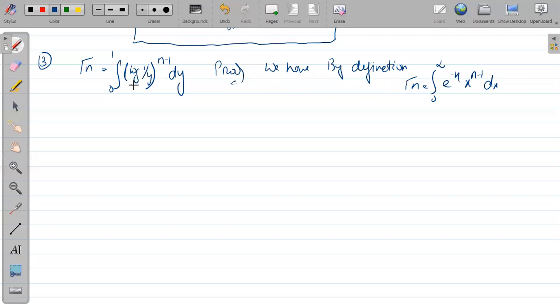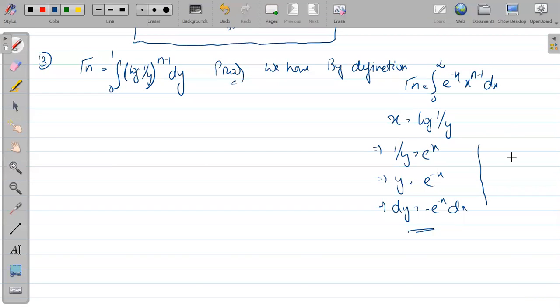Sir, x to the power n minus 1, so we should consider this as x. So what should we substitute here? x is log of 1 by y. Okay, fine. So 1 by y is e to the power x, y is e to the power minus x. Okay, done. Now, dy is equal to minus e to the power minus x dx. How will the limits change? If x is 0, then y will be e to the power minus 0, that is 1. So y will be 1. Not an issue. Understood? If x is infinity, then y will be e to the power minus infinity, y will tend to 0. Yeah, these are the changes we have observed.